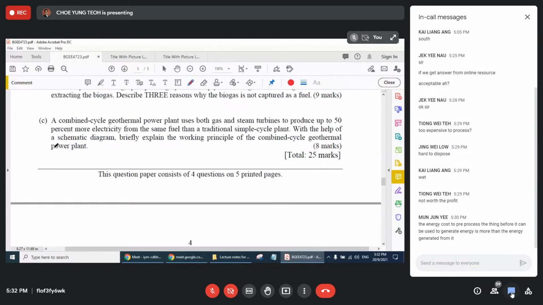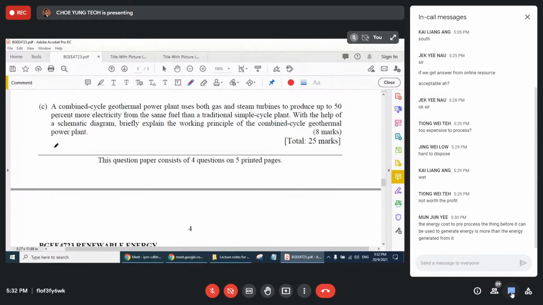Then next, a combined cycle geothermal power plant. Then you have to know what is a combined cycle geothermal power plant. It uses both gas and steam turbines to produce up to 15% more electricity from the same fuels than the traditional simple cycle plant. With the help of a schematic diagram, briefly explain the working principle of the combined cycle geothermal power plant.